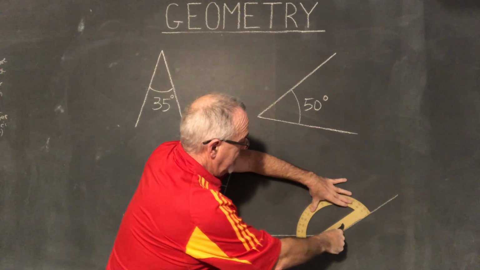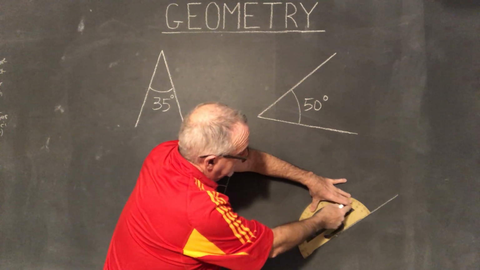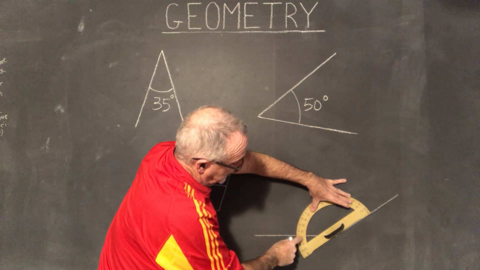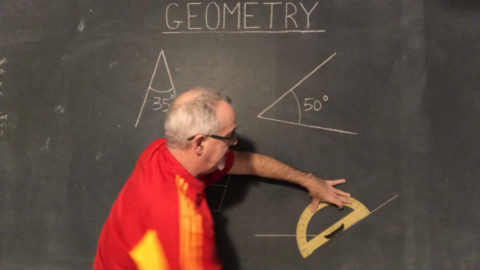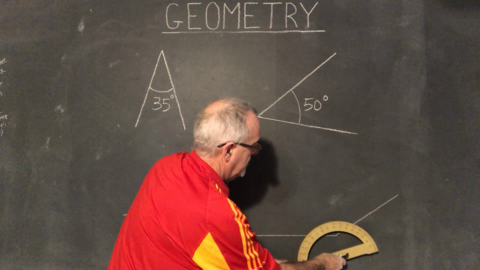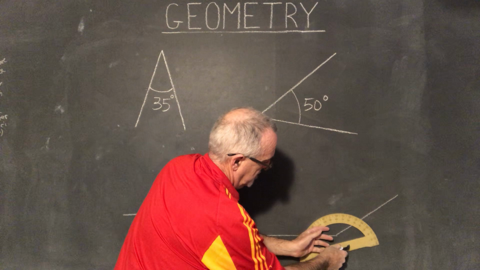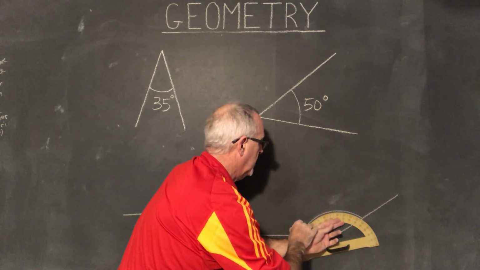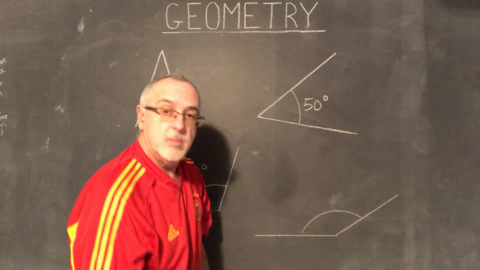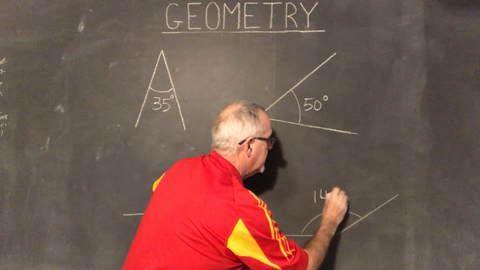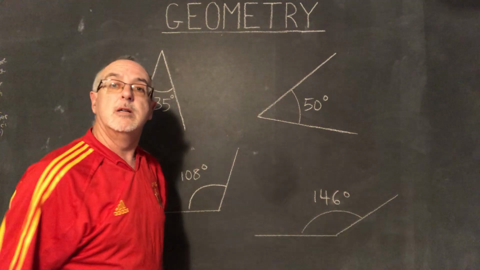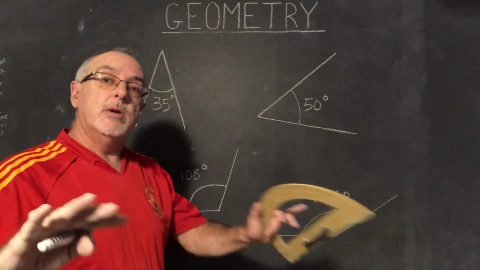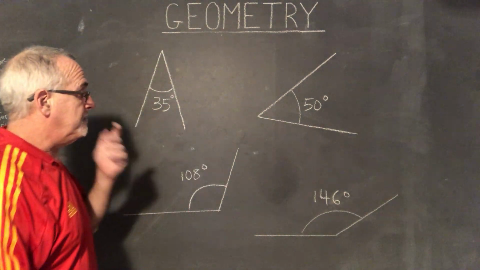And I have to get my hand out of the way. Using the inner set of numbers, 146 degrees. See if I can trace that thing and have it look good. Yeah, it's pretty good. 146 degrees. I did it. I'm going to check the time. Getting pretty low on time for this lesson.